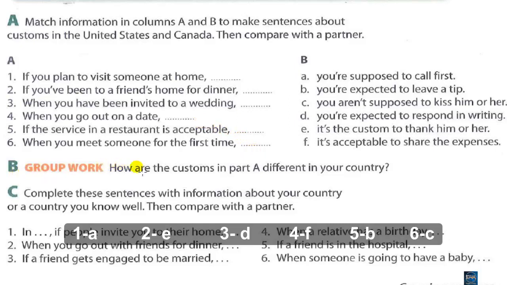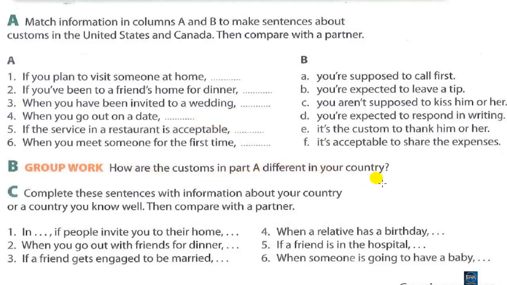B. Group work. How are the customs in Part A different in your country? Here, if you plan to visit someone at home, you're supposed to call first. In Egypt, it's the custom to call first. But sometimes, if we are close friends, you don't call him. This is of course rude, but it happens if we are close friends and neighbors.